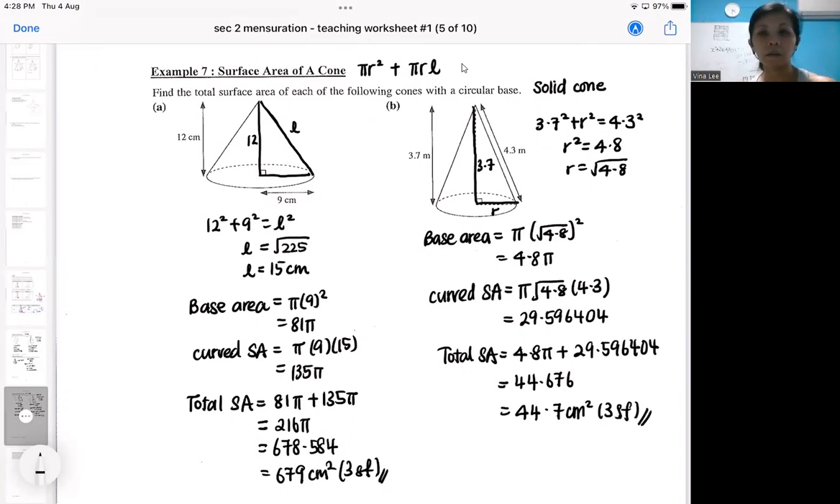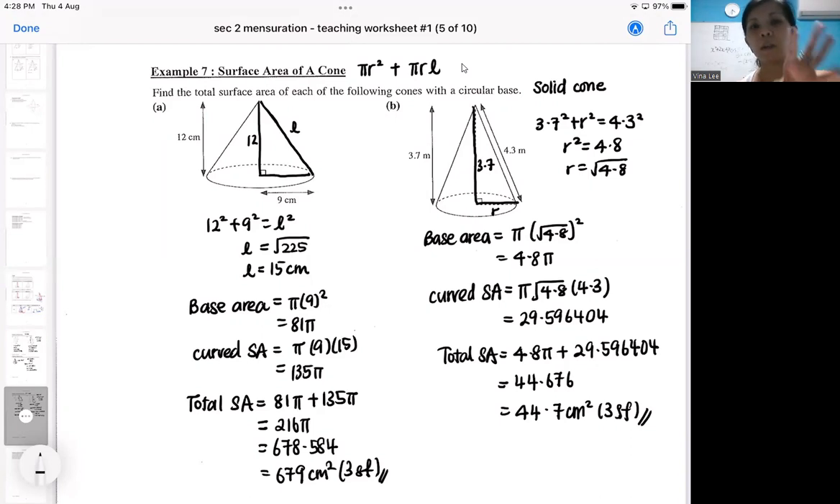Surface area is the one that you need to take note. Take note in a real world context. Sometimes this is the one where you will get a careless mistake. So be mindful. It's not always the base will be there, the base area.